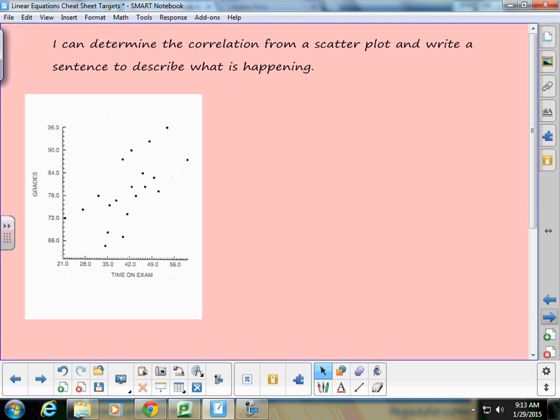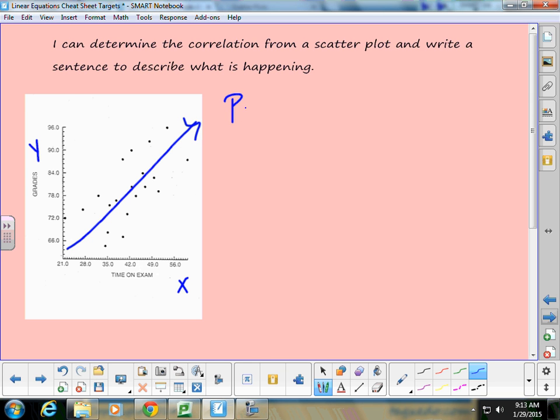Determining the correlation of a scatter plot and writing a sentence. So here, I'm going to look at what this is first. I see that all of the points are going up in a positive direction. If I made a line of best fit, it would go in between the points. So because it's going up, x is increasing and y is increasing. This is a positive correlation.